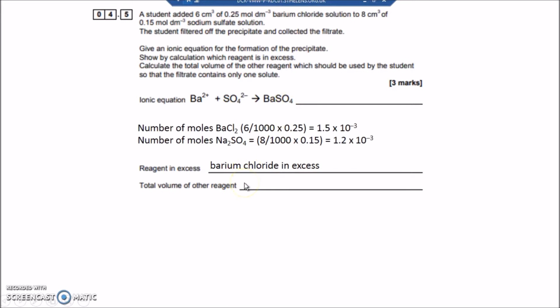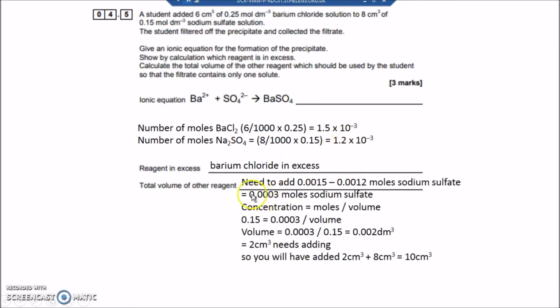Total volume of the other reagent. What that's asking is how much sodium sulfate I would have to add for the barium chloride not to be in excess. So how much more would I have to add to make 1.5 times 10 to the minus 3 moles? Subtracting these two, I need 0.003 moles of sodium sulfate so that these are in equal amounts. Concentration is moles divided by volume. The concentration of the sodium sulfate is 0.15. The number of moles that I need to add is 0.003 divided by the volume.